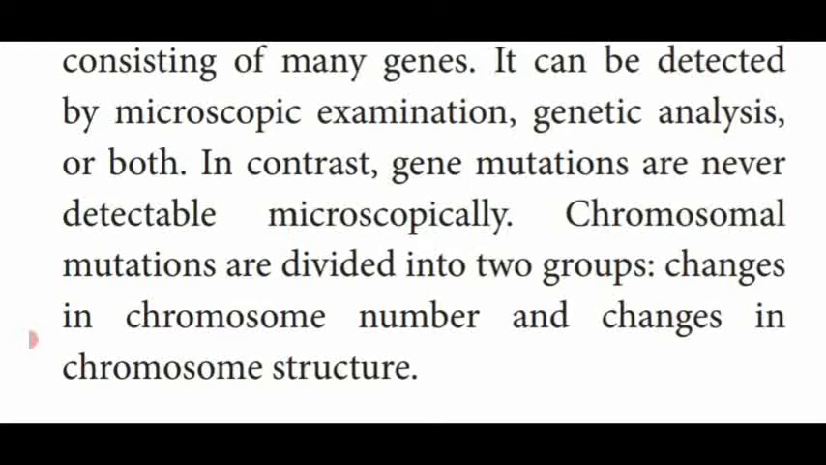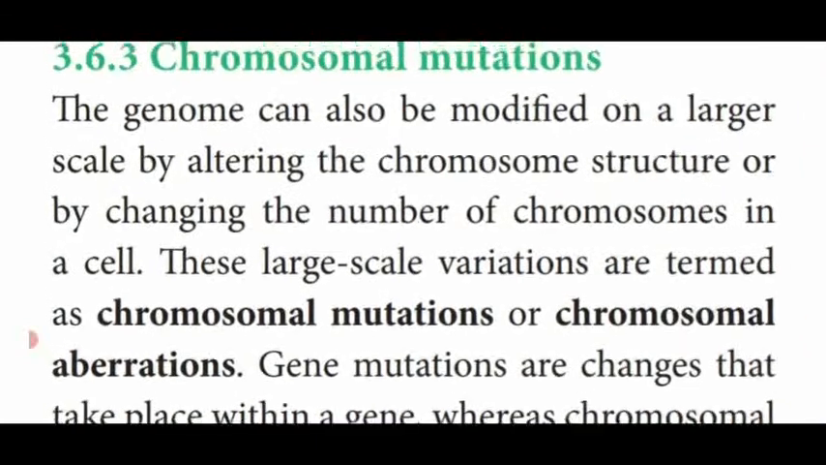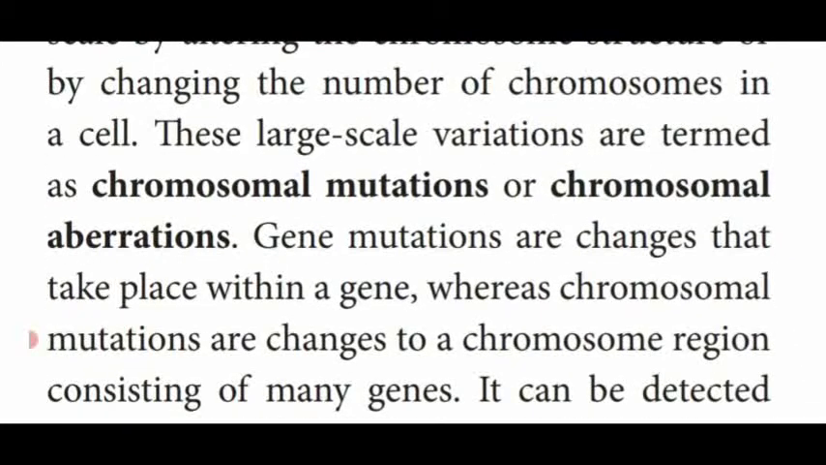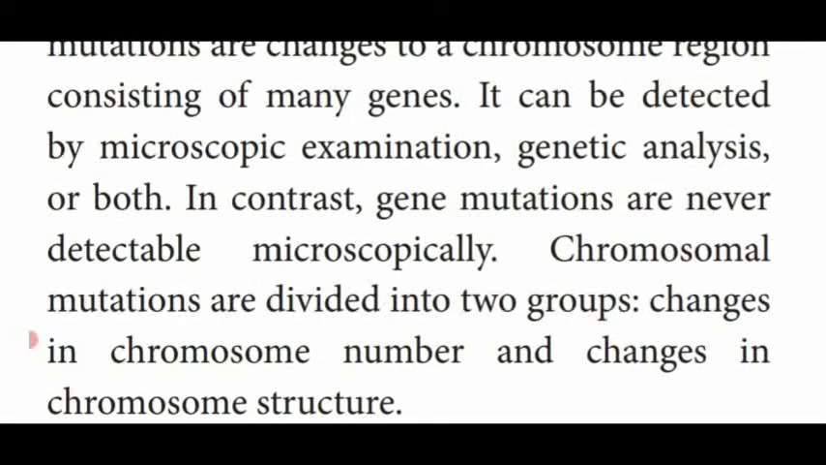Dear students, I hope you all have understood what chromosomal mutation is, and how it differs from gene mutation. Chromosomal mutation is identified by microscopic examination and genetic analysis, but gene mutation cannot be found by microscopic examination. Also, gene mutation occurs in the individual gene, but chromosomal mutation occurs in many genes. So that is the difference between chromosomal mutation and gene mutation.